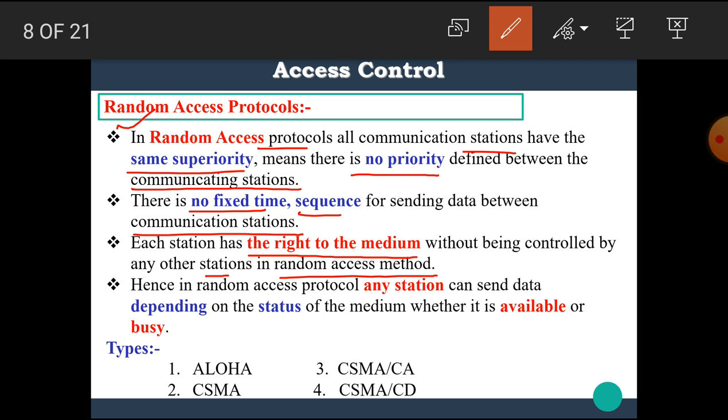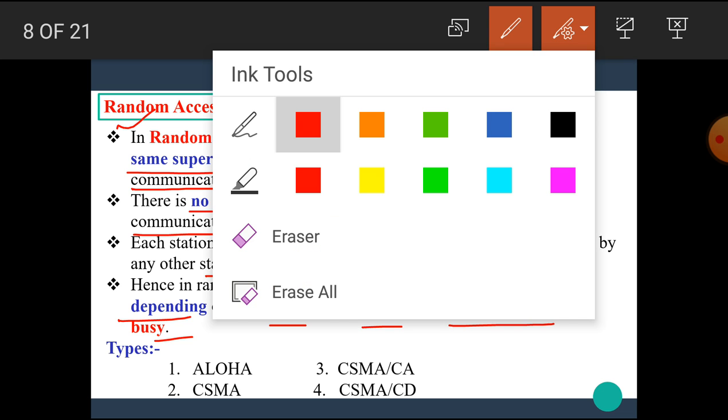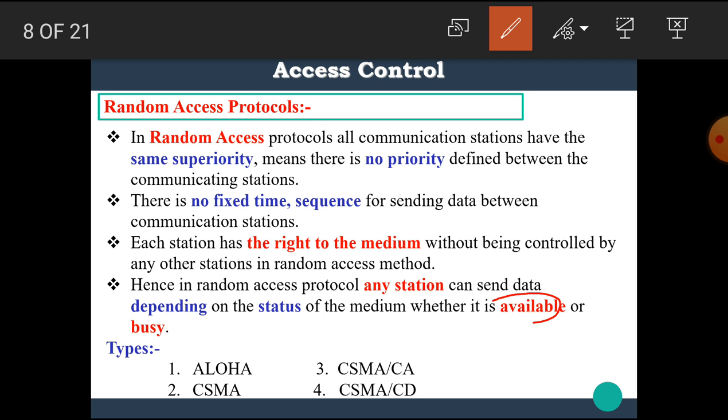Hence, in random access protocol, any station can send the data depending upon the status of the medium, whether it is available or busy. That means if the medium is available, then any station can transmit or receive the data. There is no priority defined between the stations. There are four types of random access protocols, which are ALOHA, CSMA, CSMA-CA, and CSMA-CD.